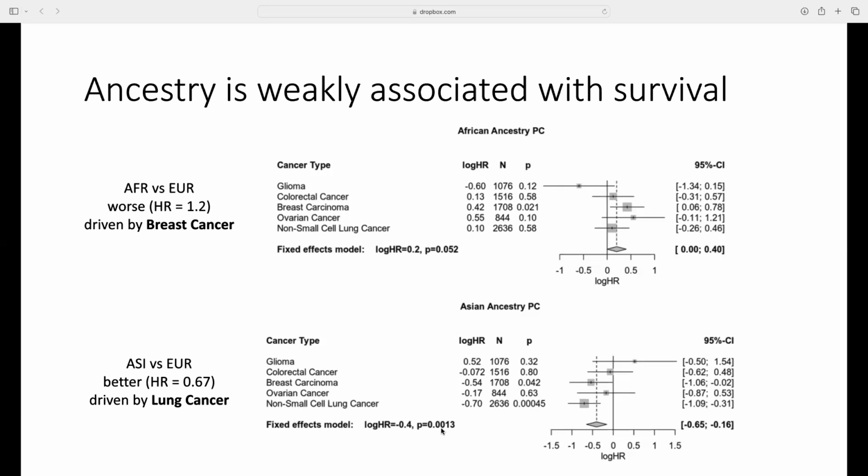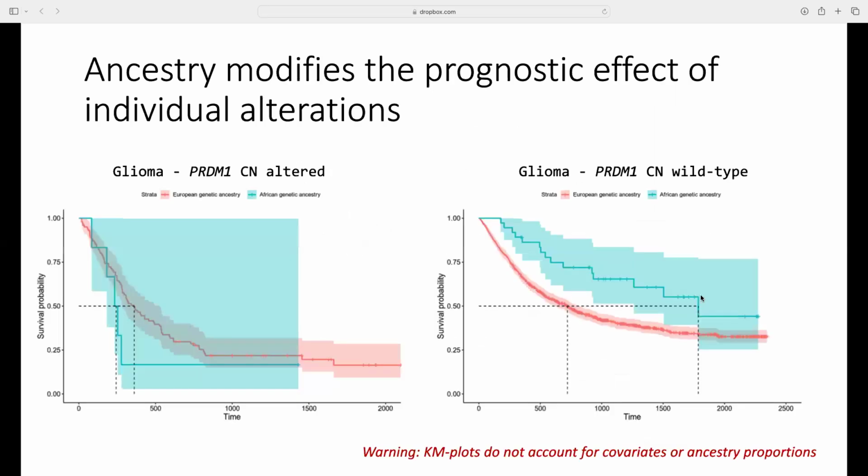Again, these are only nominally significant associations, driven largely by an effect in lung cancer. So just in the baseline population, we are already seeing some, although modest, survival differences as a function of genetic ancestry. Now, when we plug in this interaction term and scan across every driver mutation and ask if there are significant interactions with ancestry, indeed, we do find these kinds of interactions.